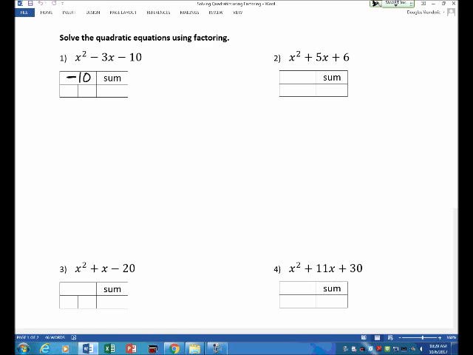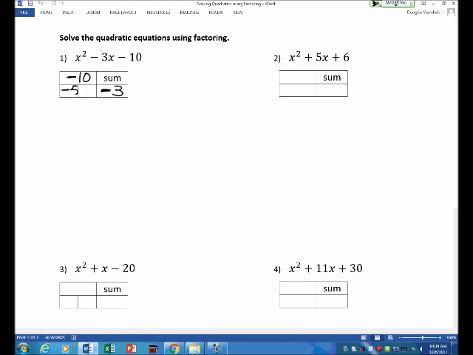Okay? Now, what is my B value? What is my letter B? Negative 3. I'm going to write that underneath where it says sum, S-U-M. So now, in the world of math, there are two numbers that when you multiply them, you will get negative 10. And when you add those same numbers, you will get negative 3. That's what I want your brain to figure out right now.